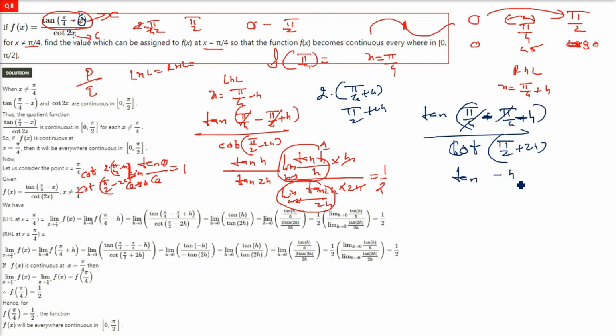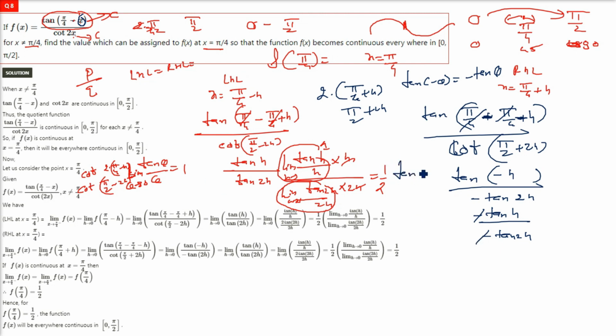So in the numerator you will get tan of minus h. And in the denominator you have cot 90 plus theta, which is going to be minus tan 2h. And tan of minus theta is equal to minus tan theta, as in sin of minus theta is minus sin theta. So the numerator will be minus tan h, and the denominator was already minus tan 2h. Remove this minus sign. So tan h by tan 2h it will be.